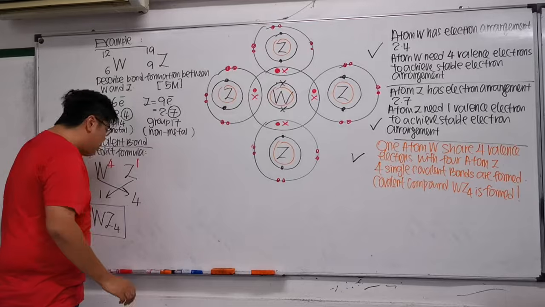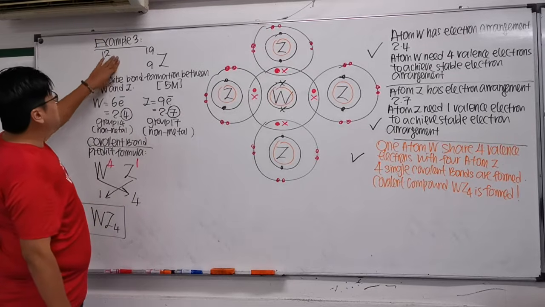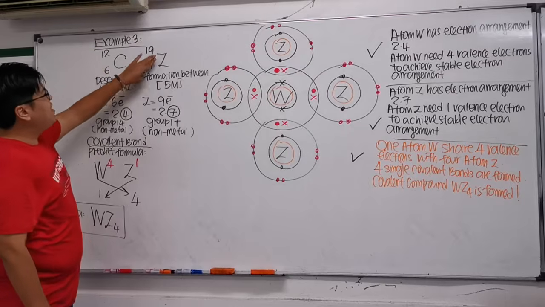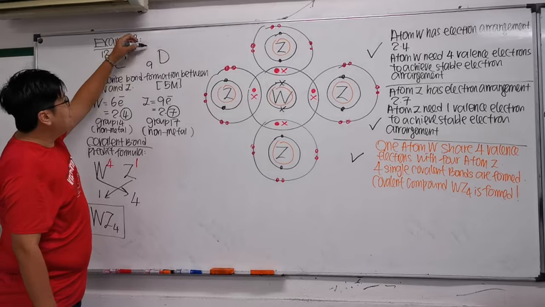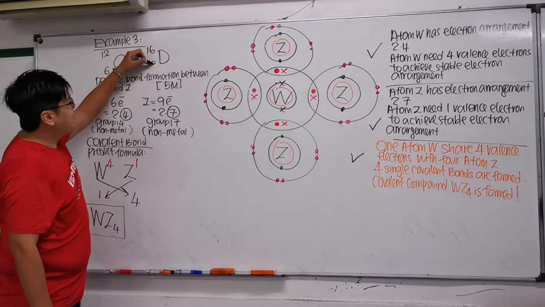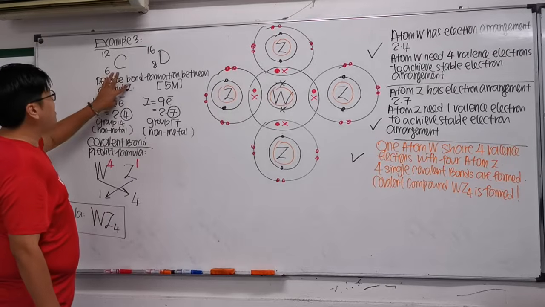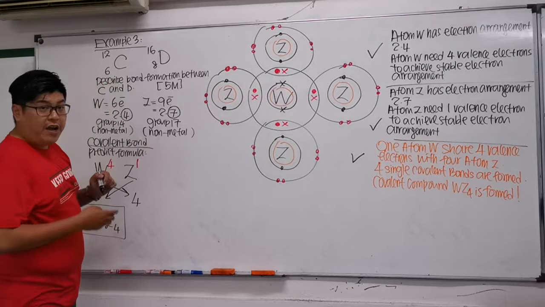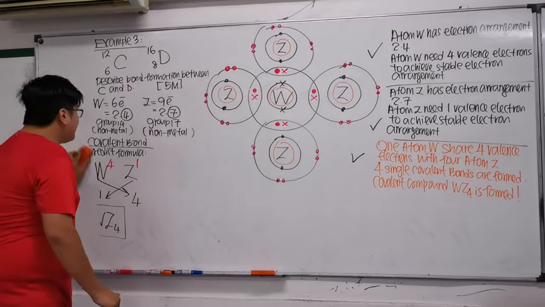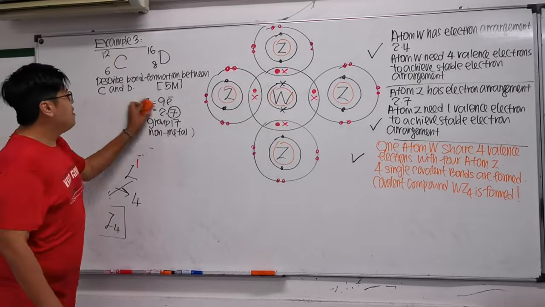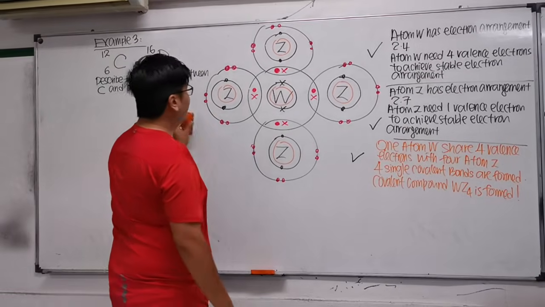I just modified it a bit. This is example number 3. Let's say this one I make a C, and this one I make a D. I change the number: this is 16 and this is 8. I want to describe the bond formation between C and D. The rest is absolutely the same. Let's get this done. Let's erase everything and start from scratch.